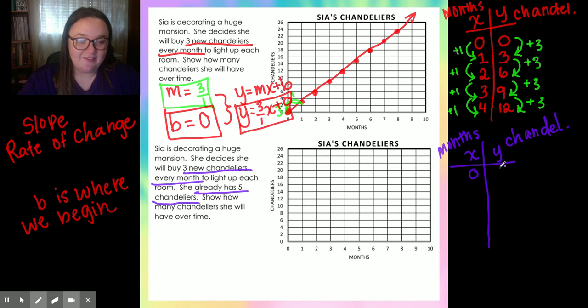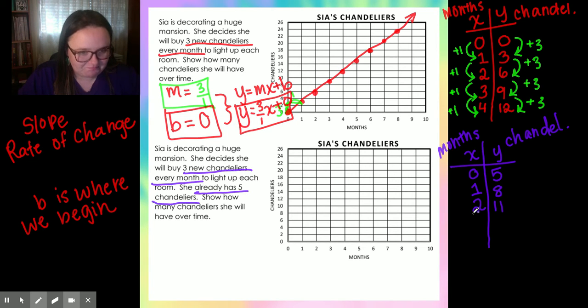That was that key difference, right? She's starting off at five. After 1 month, how many chandeliers would Sia have? Well, she's still buying three each month, so she started with five and she got three more. That must mean that now she has eight. I don't know what she's doing with eight chandeliers, but she has eight chandeliers. After 2 months, she bought three more. So how many would that be?